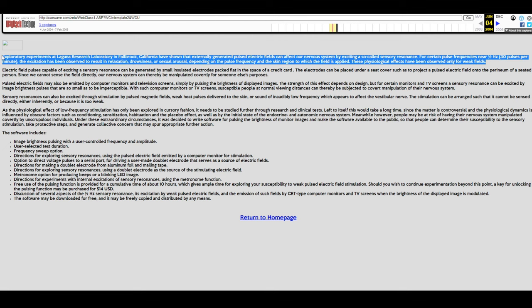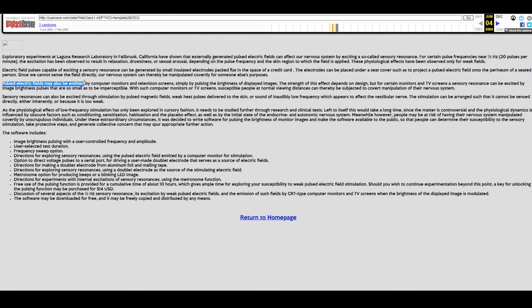Further down, it reads, quote, "Pulsed electric fields may also be emitted by computer monitors and television screens, simply by pulsing the brightness of displayed images. The strength of this effect depends on design, but for certain monitors and TV screens, a sensory resonance can be excited by image brightness pulses that are so small as to be imperceptible. With such computer monitors or TV screens, susceptible people at normal viewing distances can thereby be subjected to covert manipulation of their nervous system," end quote. And then lastly, a list of features that the software supposedly included.